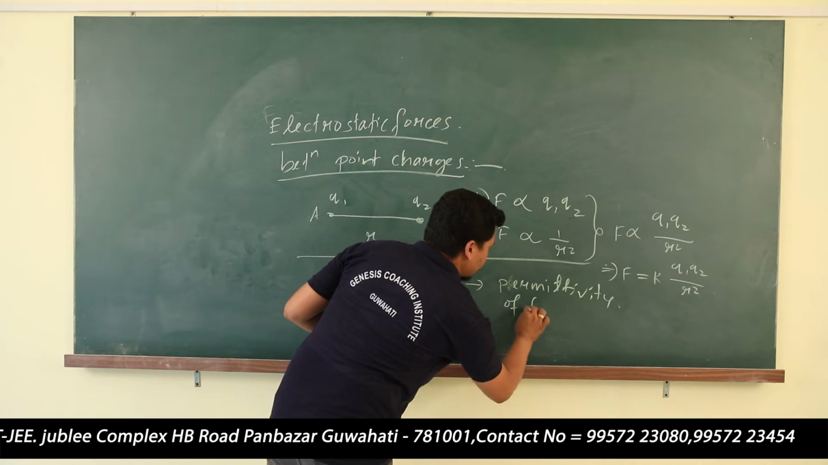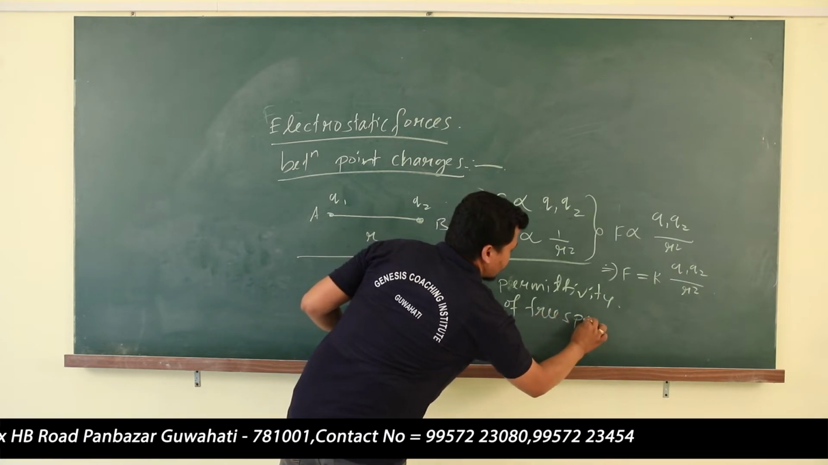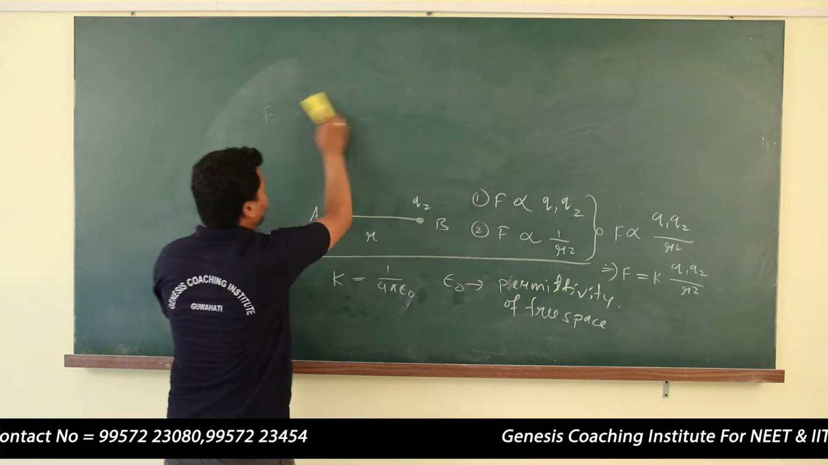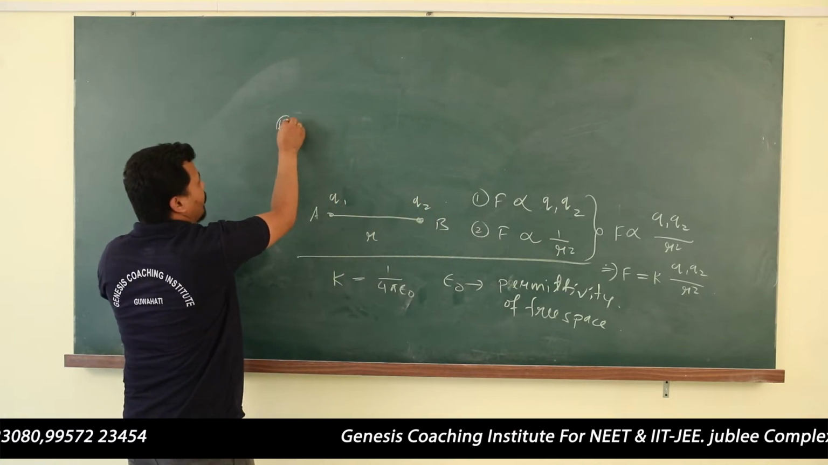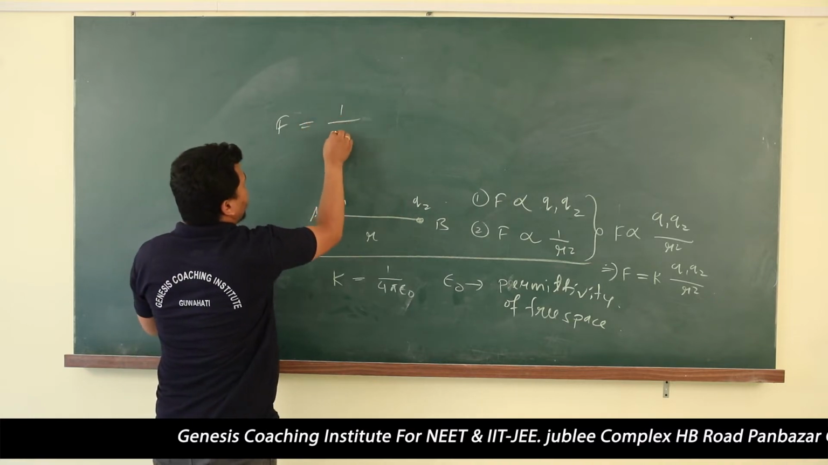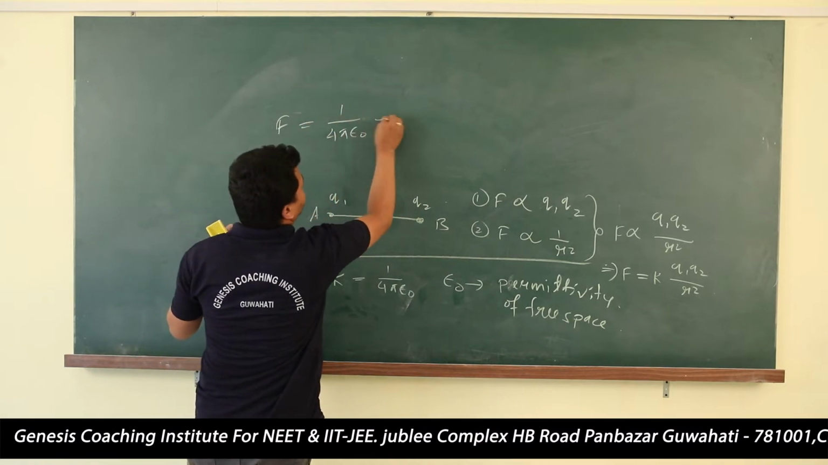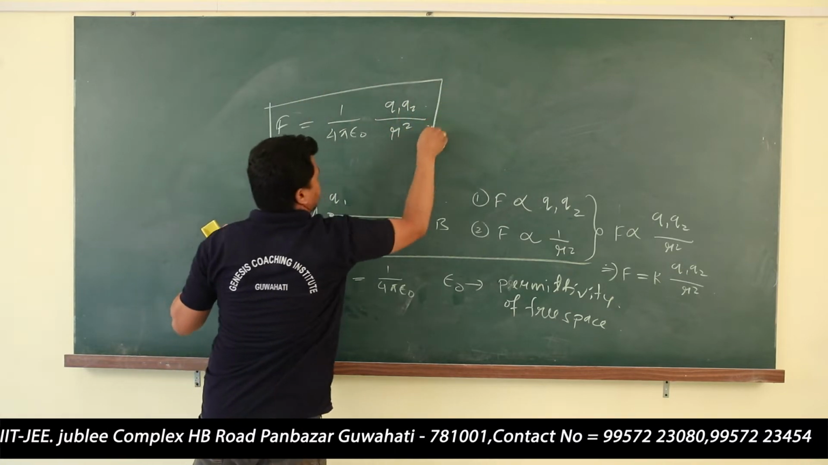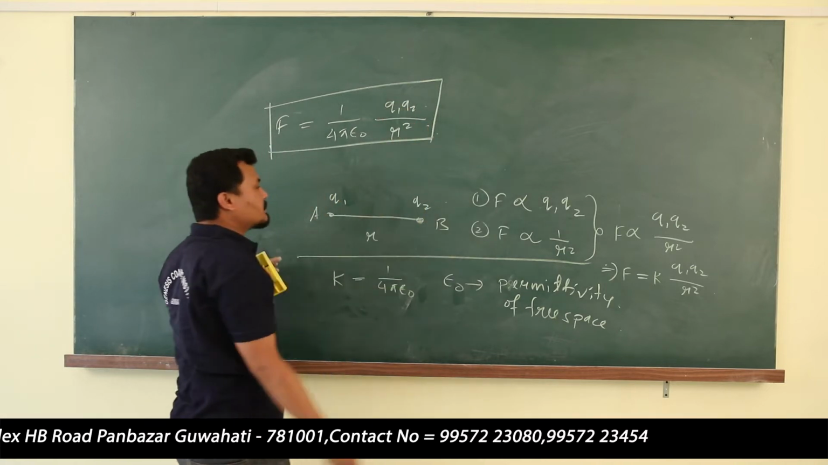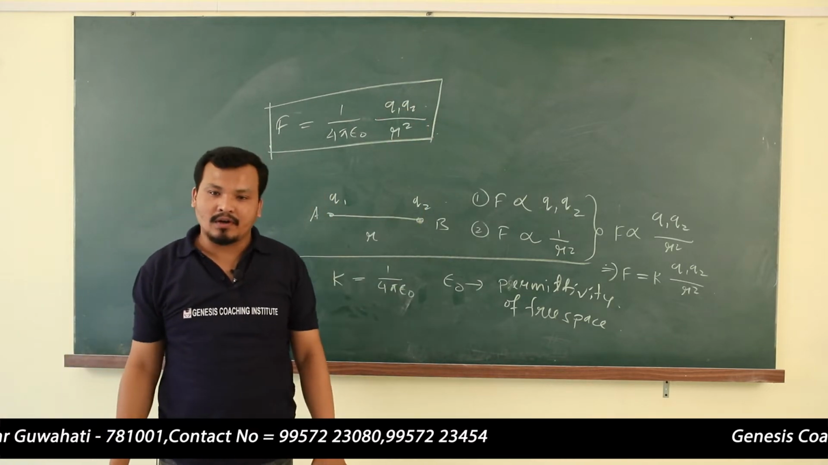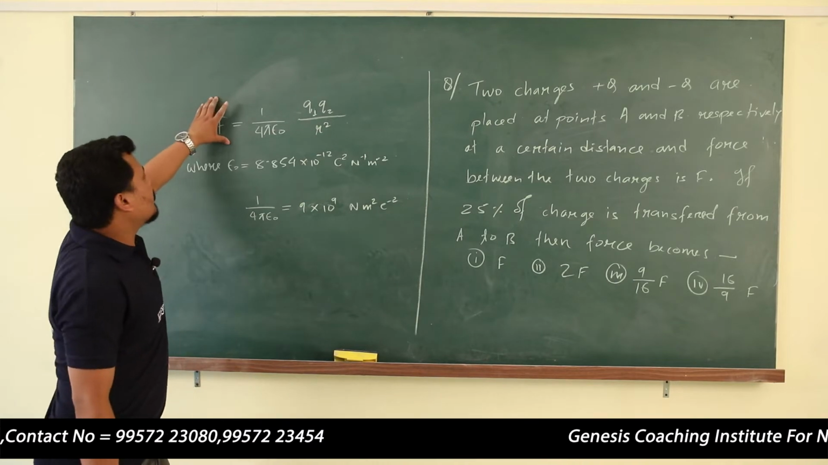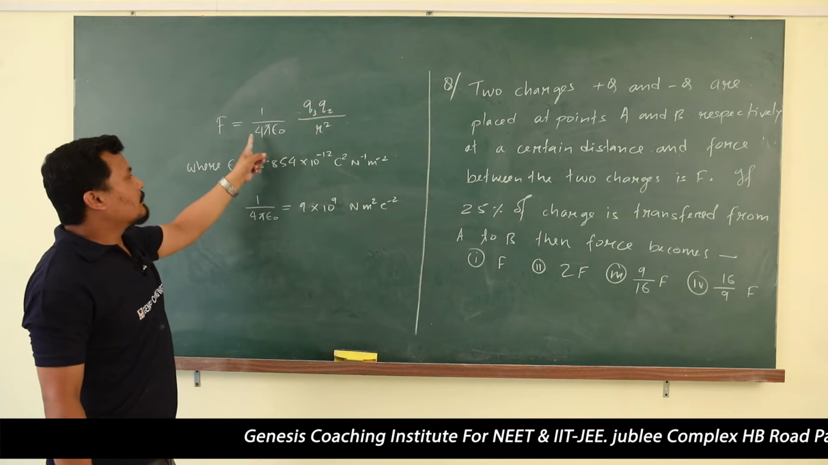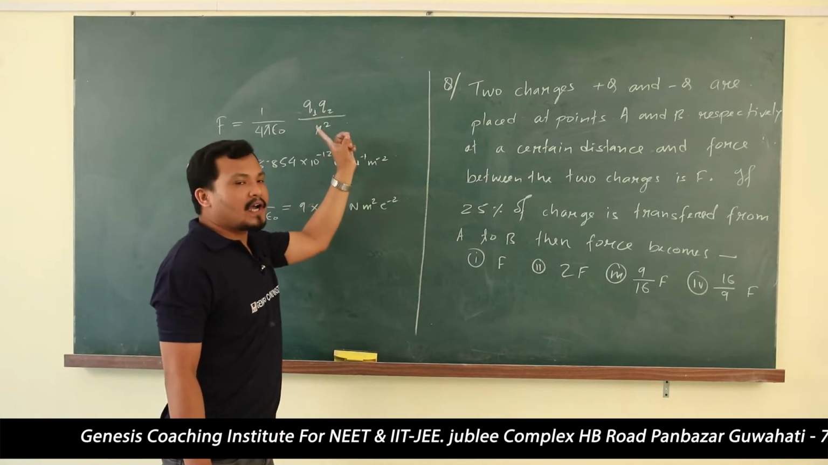Of free space. So we'll get the final formula of force, F equals 1 by 4 pi epsilon naught Q1 Q2 by R square. This is the electrostatic force between the two charges according to Coulomb's law. So the formula for electrostatic force between two charges is F equals 1 by 4 pi epsilon naught Q1 Q2 by R square.